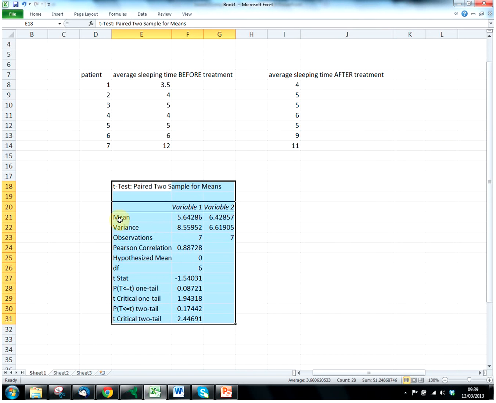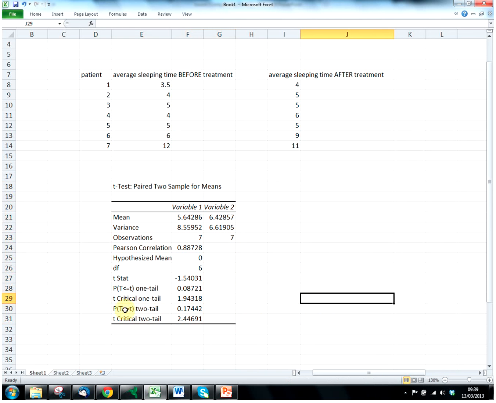So what we see here is the two different means. Variable 1 was before the treatment, variable 2 was after the treatment. So we have different means, we have different variances. We have the same number of observations. That's very good, because we tested 7 people. And now the important thing is this row here. This gives our p-value for a two-tailed test.